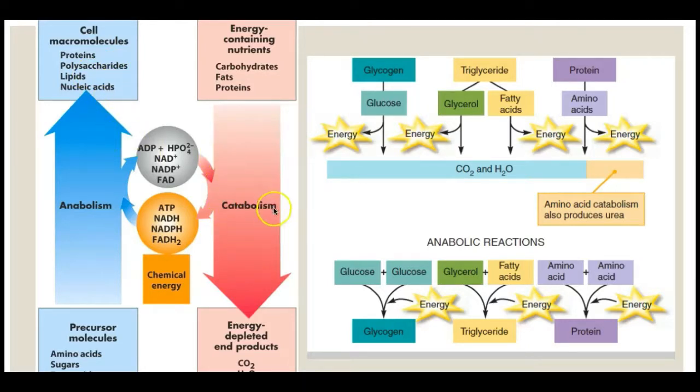Meanwhile, for catabolism, from the more complex energy-containing nutrients, such as carbohydrates, fats, and proteins, the catabolic pathways will produce energy-depleted end products such as carbon dioxide, water, and ammonia. So you can see here, this one uses energy to construct, this one destroys complex nutrients to obtain energy.